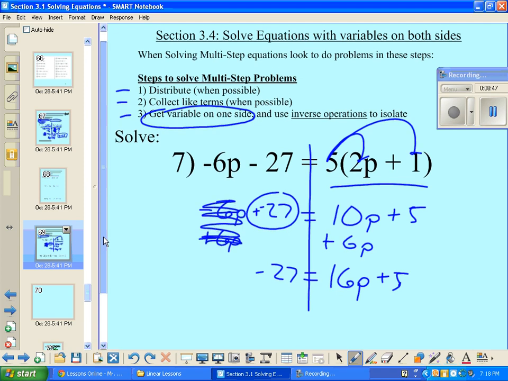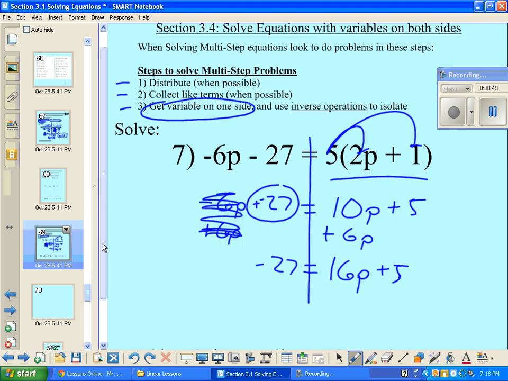And now this is just a 2-step problem. I'm going to do 2 different steps, and I'm going to have my answer. So again, problems like we've seen many times before.